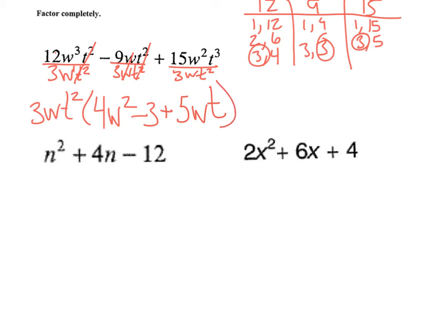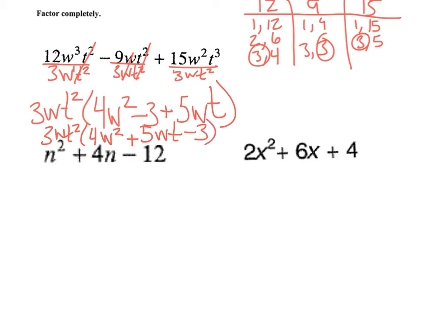So we write what we have left over in the parentheses. And typically, when we write these, the exponents will be written in descending order. So that means that I would switch this around to plus 5wt minus 3.